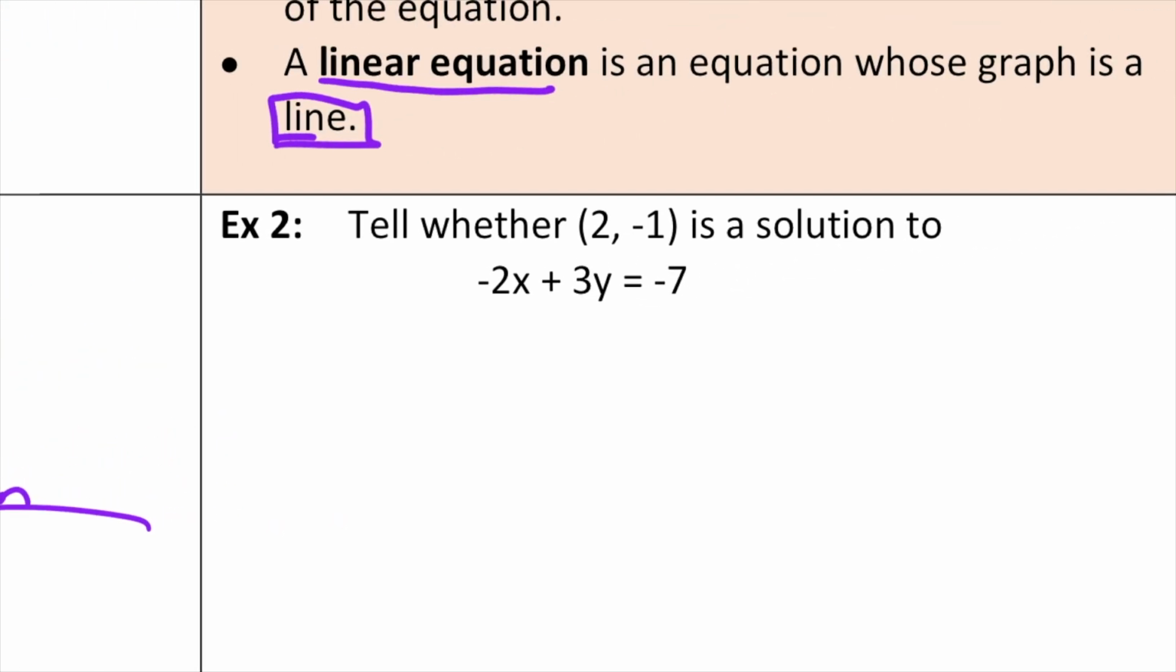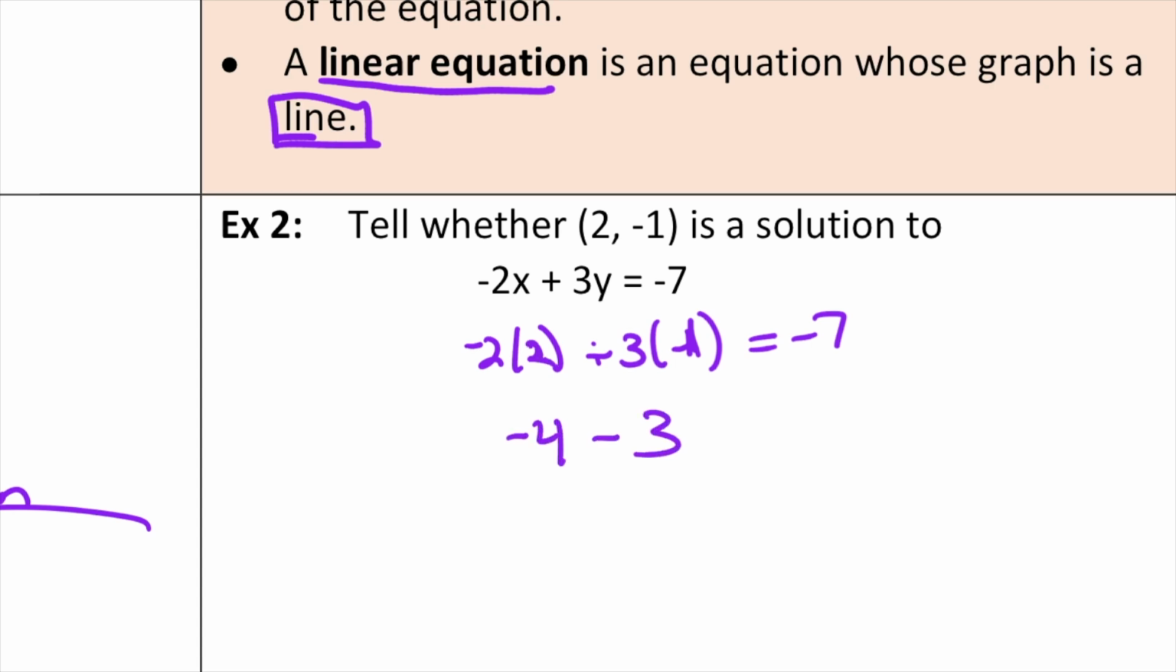For example 2, tell whether 2 -1 is a solution. Substitute your 2 in for x and your -1 in for the y. And is that equal to -7? Follow the order of operations. Is -4 minus 3 equal to -7? And that is true. And because it's true, yes, you have a solution. 2 -1 is a solution.